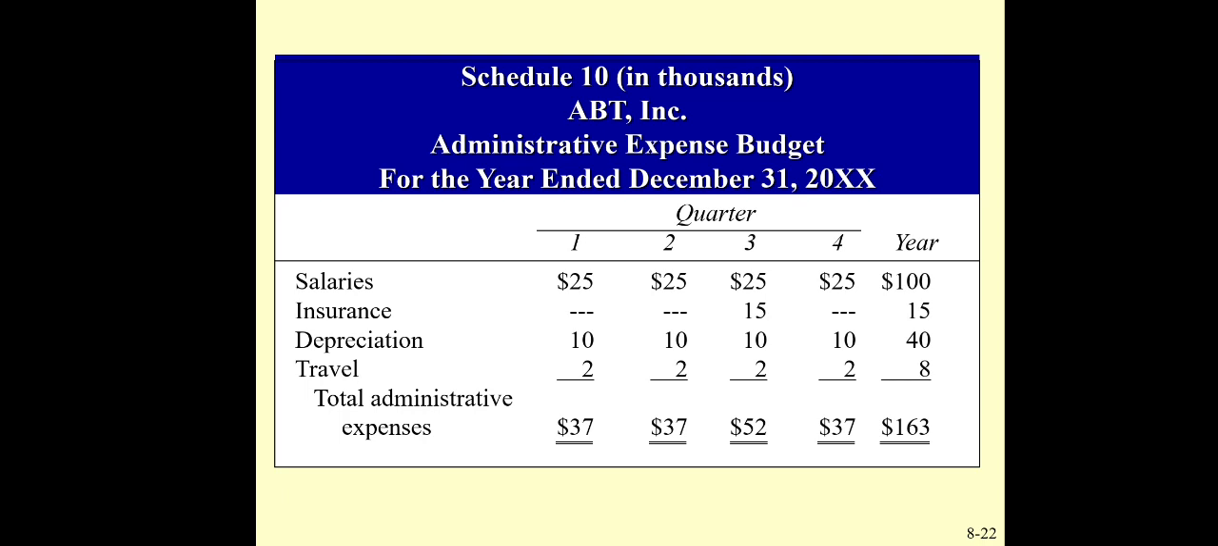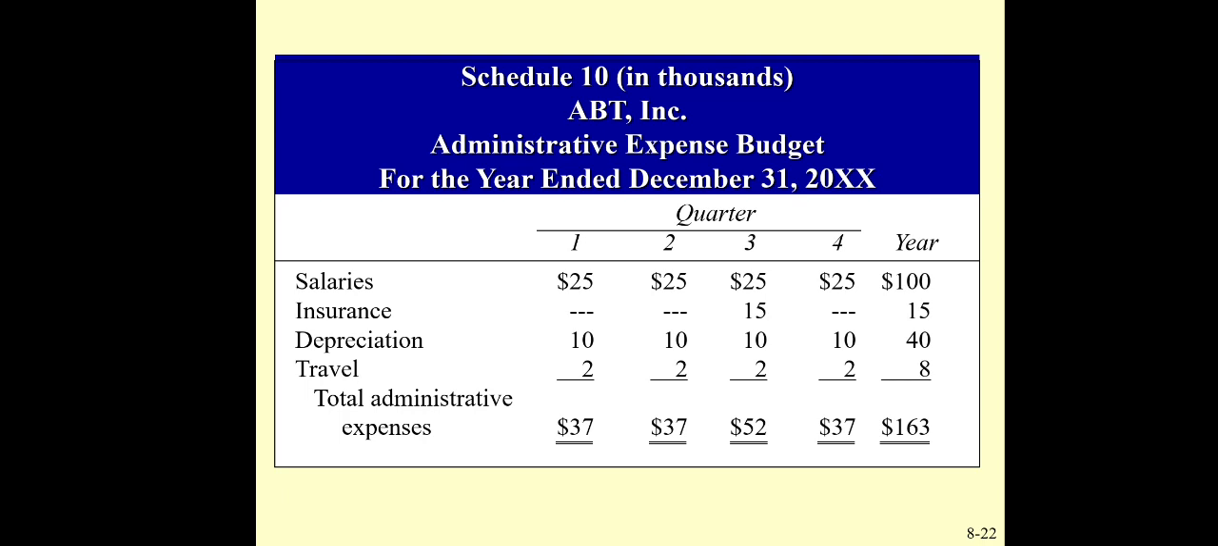But the insurance is not the same every quarter, because most of the time you pay insurance only once a year. So in this sample budget, the 15,000 insurance has to be paid in quarter 3. It depends on the business: sometimes in quarter 3, sometimes in quarter 1, sometimes in quarter 4. So if you have to prepare this budget, you have to be very careful. Check the data in the question, and then use the numbers properly.